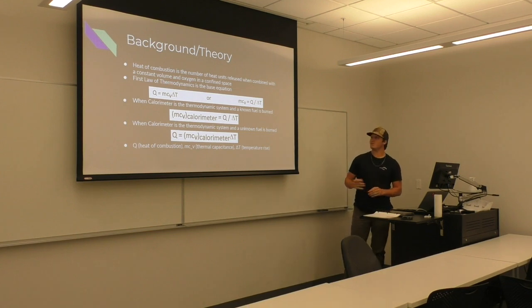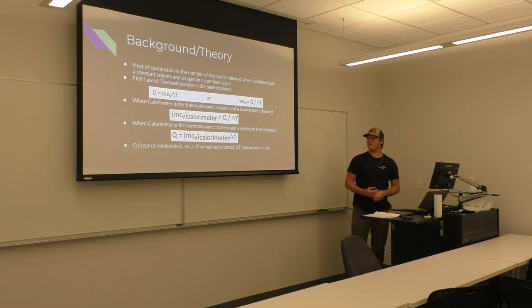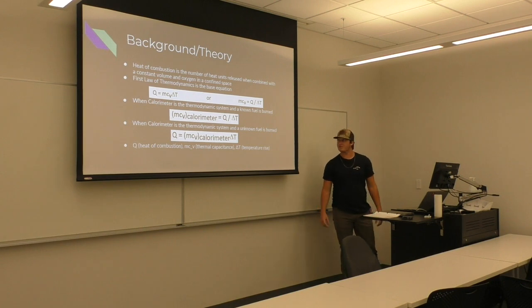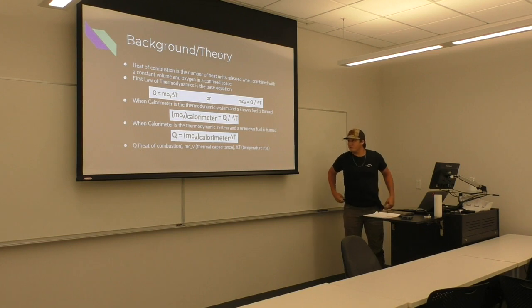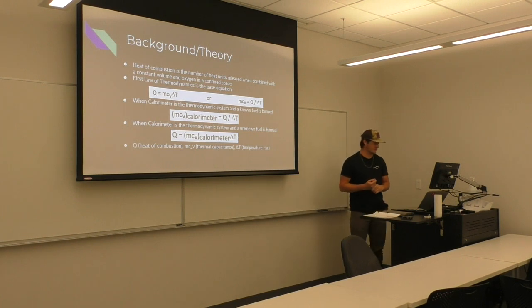When the calorimeter is the thermodynamic system and a known fuel is being burned, you're going to use this equation, which is the thermal capacitance is the heat of combustion over the rise in temperature. And whenever you're burning an unknown fuel, you have to find the heat of combustion itself. So you're going to multiply the thermal capacitance by the rise in temperature to find that out.